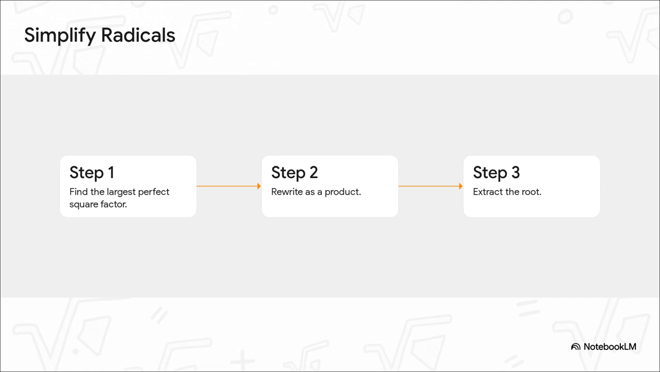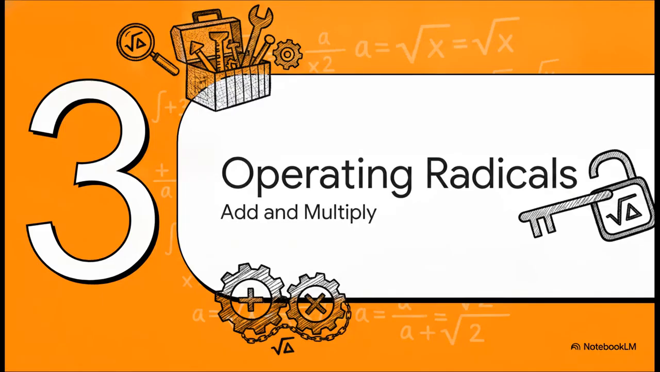Step 2, we simply rewrite the expression inside the radical as a product. So it becomes the square root of 4 times 3. Then, step 3, we extract the root of that perfect square. The square root of 4 becomes a nice, clean 2 on the outside, leaving that 3 safely tucked inside. So the square root of 12 simplifies to 2 times the square root of 3. We intentionally keep this cognitive load super light. It is always just find, rewrite, and extract. Easy.